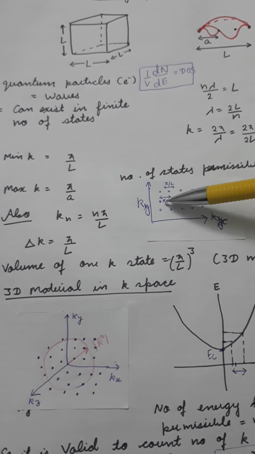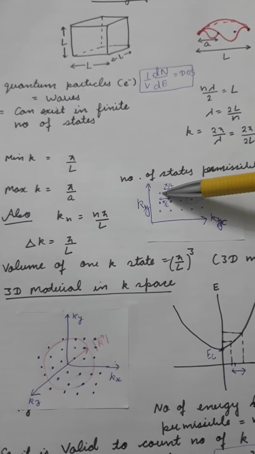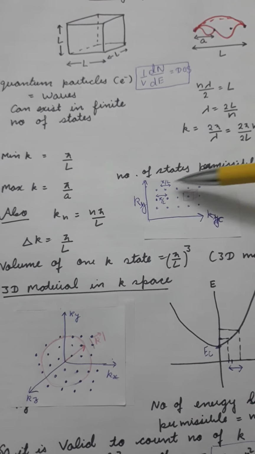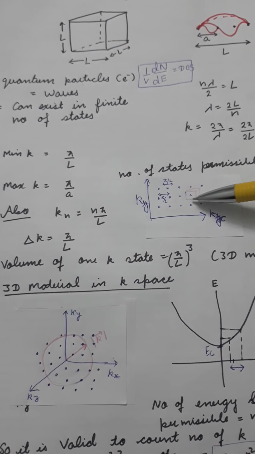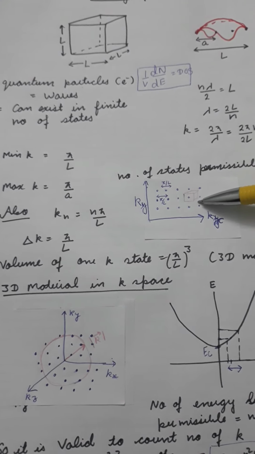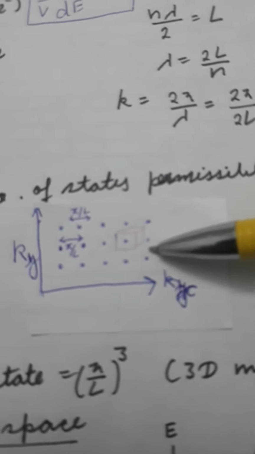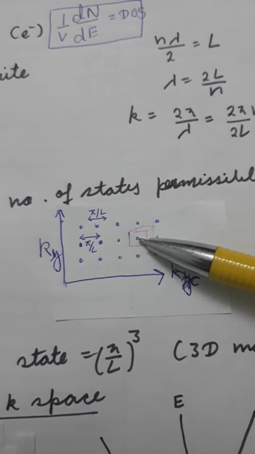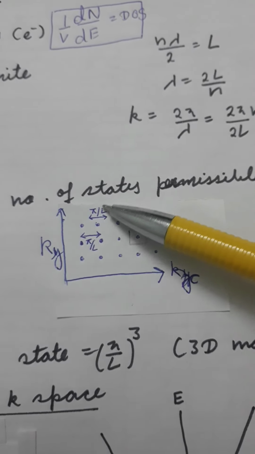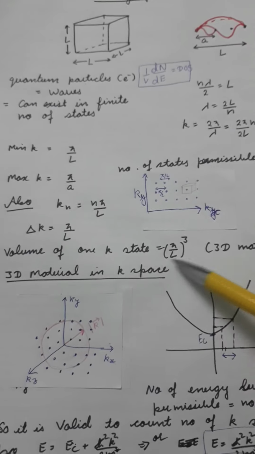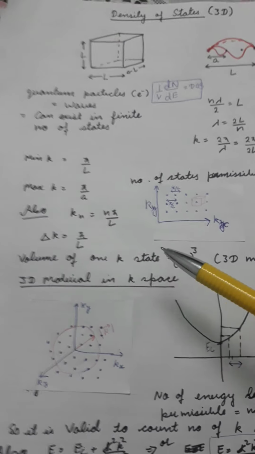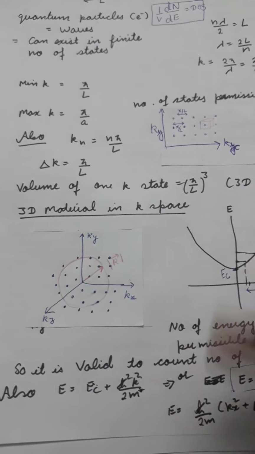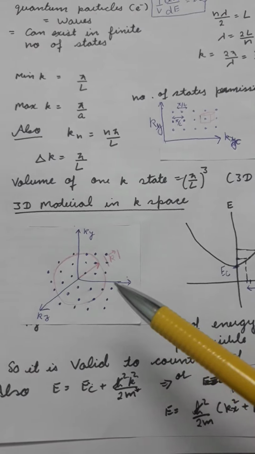So the distance between two k points will be pi upon L, which means one point occupies pi upon L distance. This is for a two-dimensional lattice, but if it is a three-dimensional lattice, like the cube I've drawn here, then the volume occupied by one lattice point will be (pi upon L) cubed. That is why we have written pi upon L cube here. Now, in a three-dimensional material, the k space will look something like this.